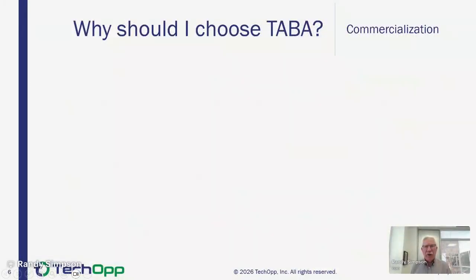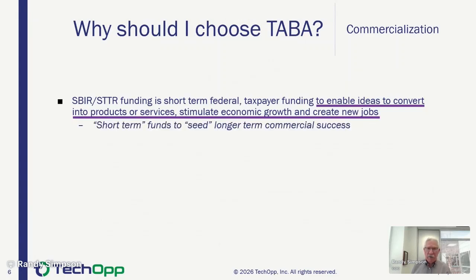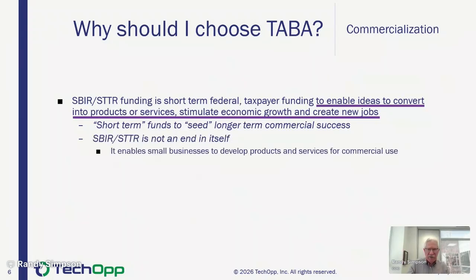So why should you choose TABA? You're bidding a program, you see that TABA referenced in that paragraph, you're thinking, do I even take the time to read that? What is it all about? So let me suggest why. Realize that SBIR STTR is short-term federal taxpayer funding that really is there to enable ideas to convert into products or services, stimulate economic growth, and create new jobs. So this is short-term funds in the program to seed longer-term commercial success. It's not an end in and of itself.